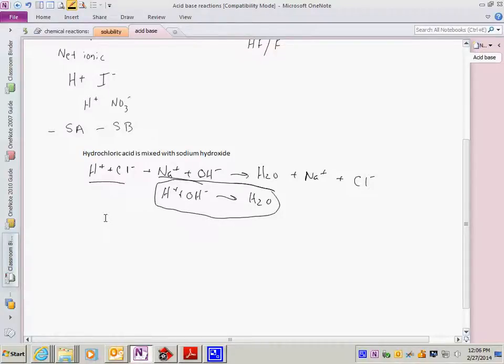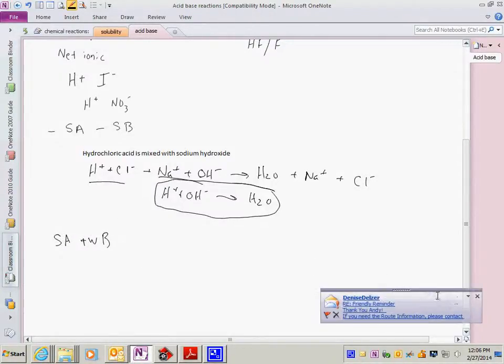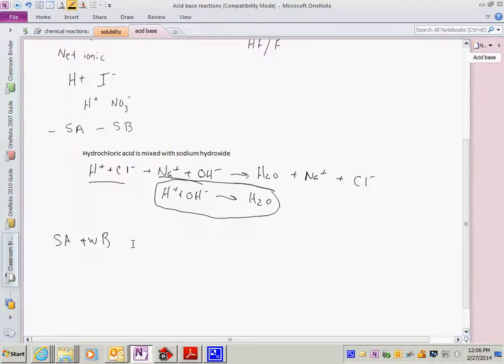If we were to take a strong acid plus a weak base, or I often refer to as a strong and a weak, the strong can protonate the weak or vice versa. So here would be an example of that. Hydrochloric acid is mixed with, we could do, sodium fluoride.